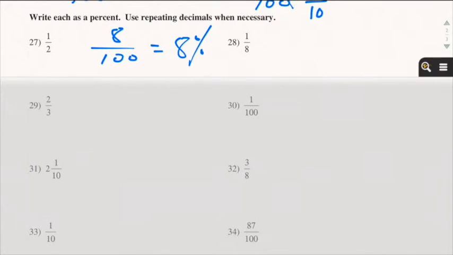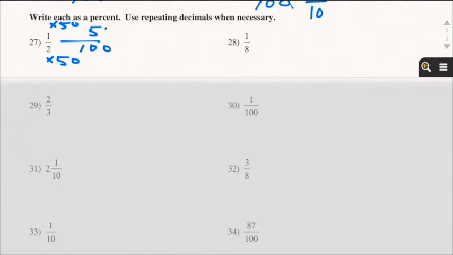So keep that in mind when we do 27, and it wouldn't work for 28, and I'll explain why as we do it. So 27, if we change the denominator from 2 to 100, what we're doing is multiplying by 50. Okay, so if we multiply the bottom by 50, we have to multiply the top by 50.